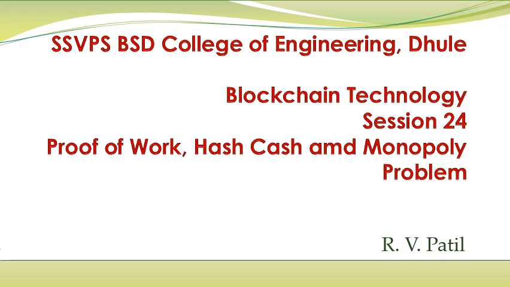Hello students, in the previous session we have studied distributed consensus. Then we have also studied how the proof of work mechanism works. In this session we have to study the proof of work mechanism for the Bitcoin network. Then we have to study the hash cash and the monopoly problem in proof of work, and what is the solution to the monopoly problem, that we have to study in this session.